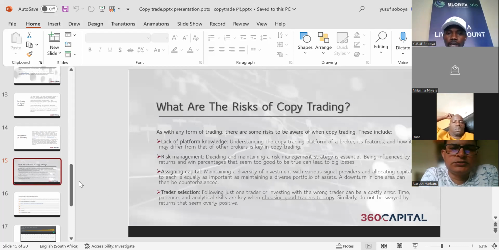So as with any form of trading, there are some risks to be aware of. There's always a high risk because we are trading CFDs, contracts for difference, and it's a short-term investment. To prevent losses, you need to understand your risk parameters, right?